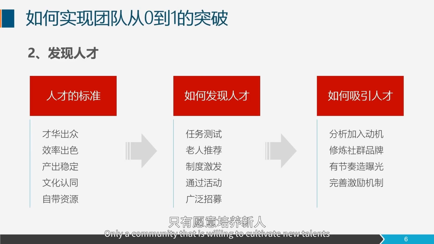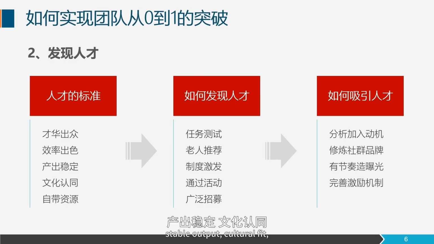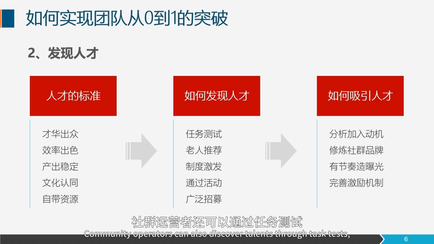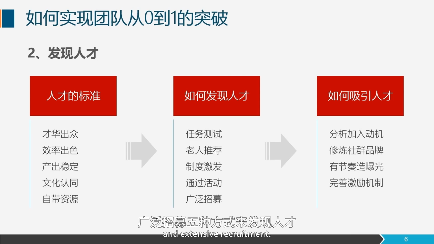Only a community that is willing to cultivate new talents and continuously introduce new talents can be considered a healthy community. When selecting new members, outstanding talent, excellent efficiency, stable output, cultural fit, and self-resources can be used as criteria for evaluation. Community operators can also discover talents through task tests, recommendations from old members, system incentives, activities, and extensive recruitment.